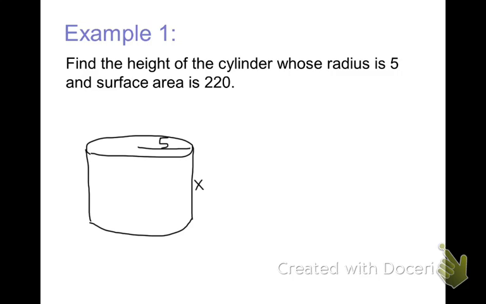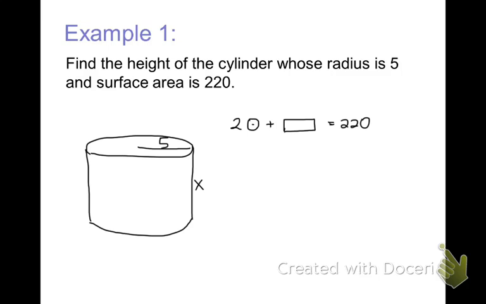Based on the last slide, what's the formula that I'm going to write? What shapes am I adding up? 2 circles plus 1 rectangle. Very good. That is what I need to add up, and that is what is going to equal 220. Do we all see what I'm doing here?